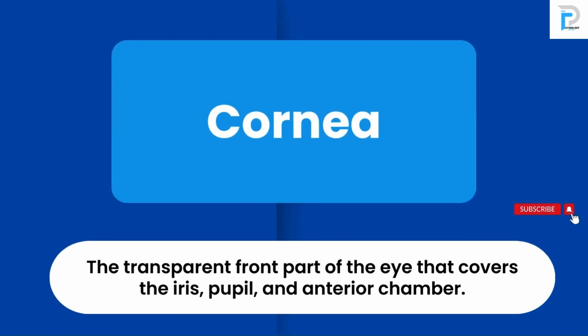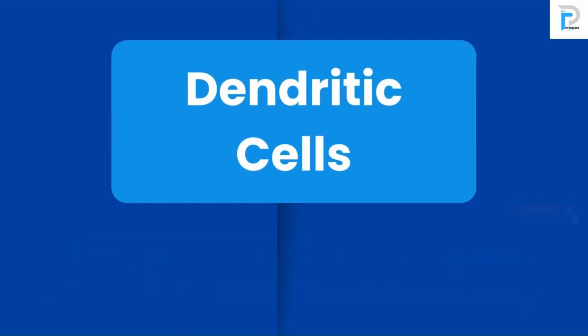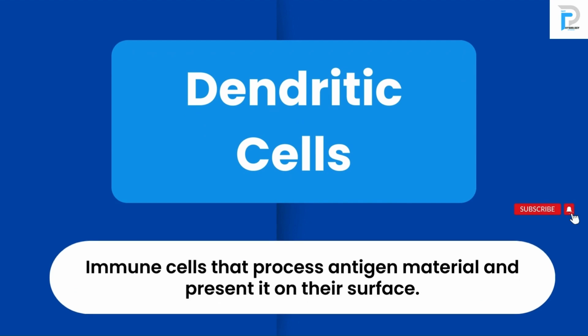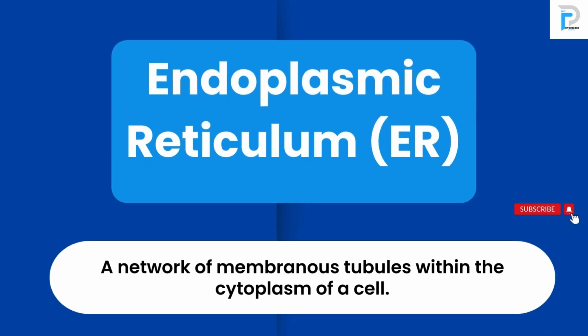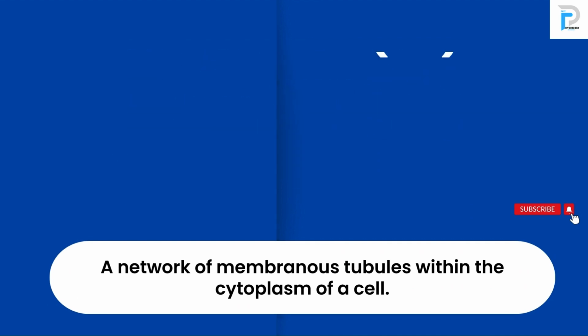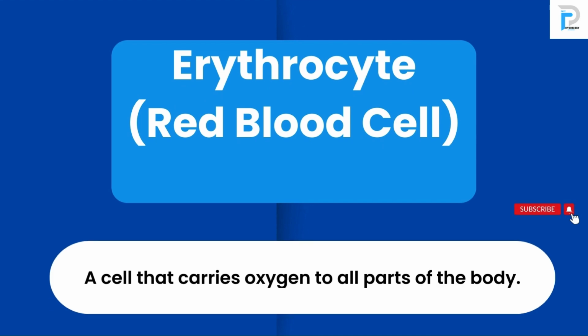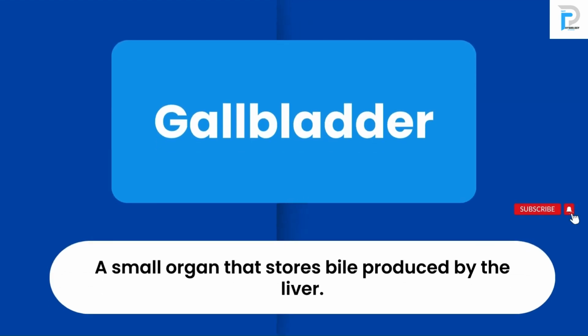Cornea: the transparent front part of the eye that covers the iris, pupil, and anterior chamber. Dendritic cells: immune cells that process antigen material and present it on their surface. Endoplasmic reticulum, ER: a network of membranous tubules within the cytoplasm of a cell. Erythrocyte, red blood cell: a cell that carries oxygen to all parts of the body. Gallbladder: a small organ that stores bile produced by the liver.